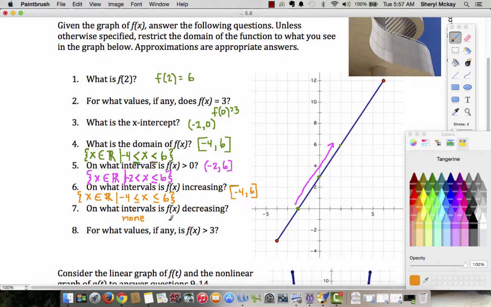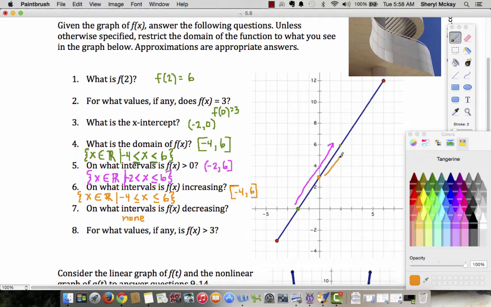It's never decreasing. For what values, if any, is f of x greater than 3? When is f of x greater than 3? So let's see if we can find that first. Let's find when f of x is equal to 3. We already actually found it. Do you remember? It was right here. Here's f of x is 3. Okay, that's when f of x is 3. So the question is, when is it greater than 3?